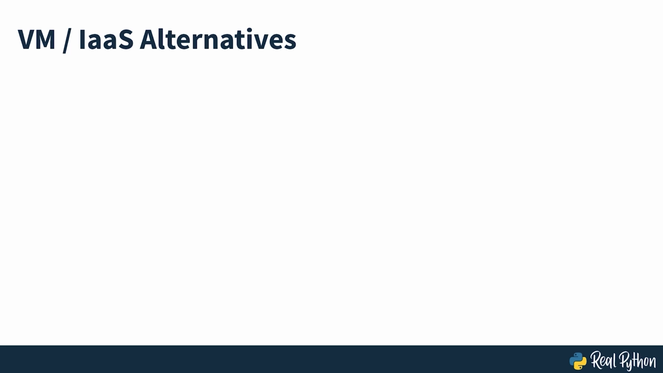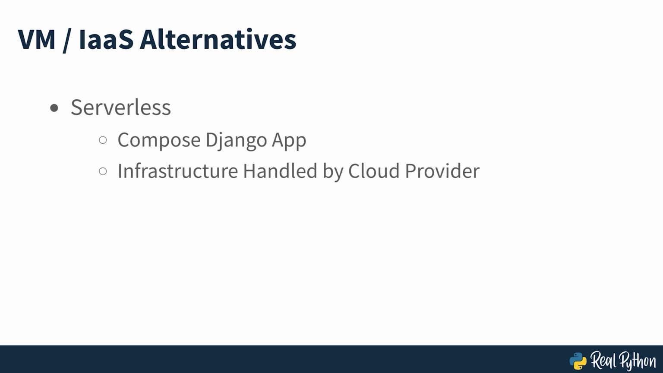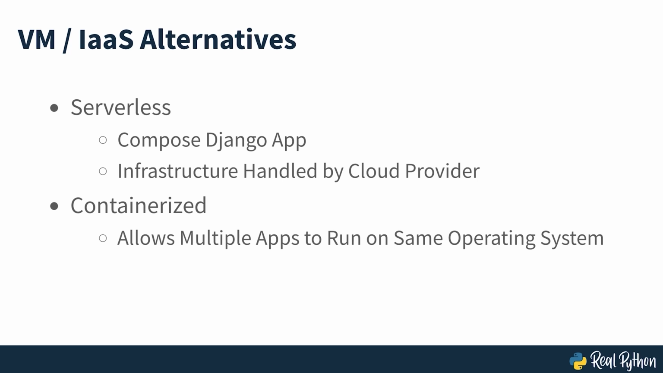Other options beside this do exist, such as a serverless architecture which allows you to compose the Django app only and let a separate framework or cloud provider handle the infrastructure side, or a containerized approach which allows multiple apps to run independently on the same host operating system. For this course, though, you'll use the tried and true route of serving Nginx and Django directly on IaaS.